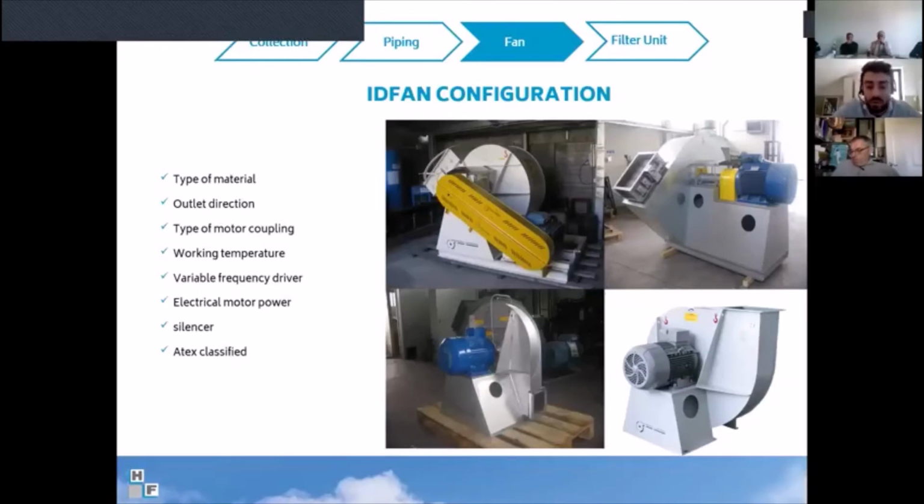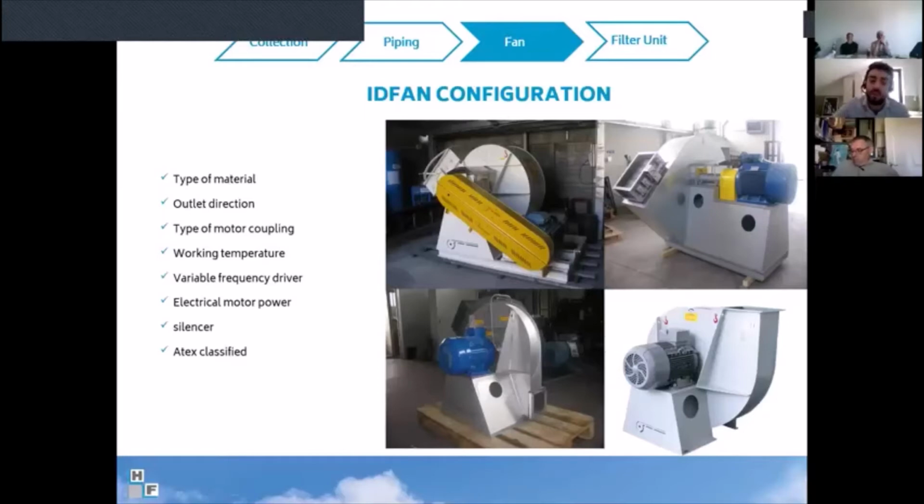Then we have to choose the type of coupling, so the connection between the motor and the impeller. The easiest way, like in the last picture, this one, is the direct coupling, so the direct connection of the impeller on the shaft of the motor. This is the easiest way because it's the most economic one, and this is good in most cases. But sometimes we need more than this for different reasons.